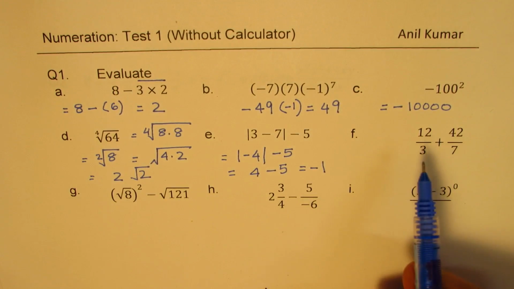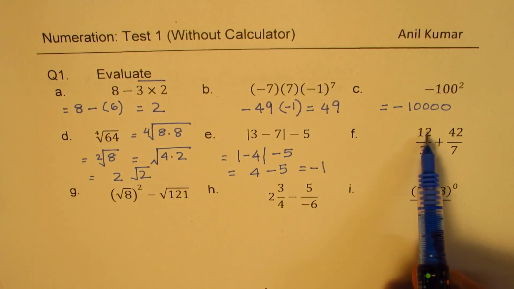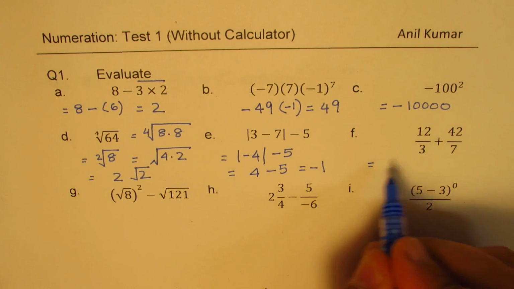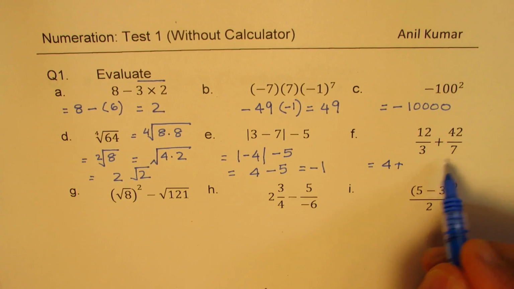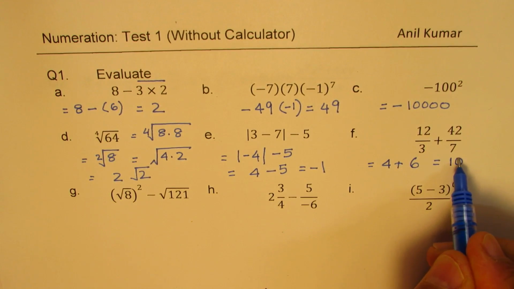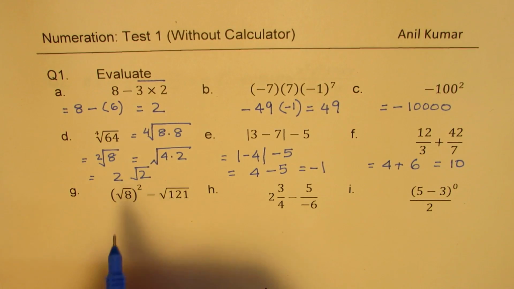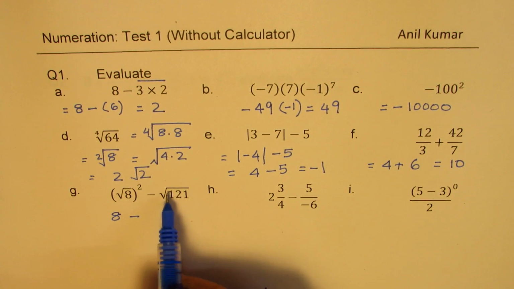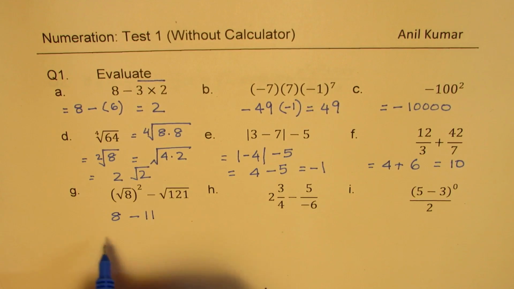Right? Next one is kind of fractions, 12 over 3 plus 42 over 7. But you see 12 is a multiple of 3 and 42 is also a multiple of 7. So a faster way to do this is first to divide 12 by 3, you get 4, right? Plus 42 divided by 7 is 6, and so we get 10 as a result. Clear? Now G is square root 8 whole squared. So we get 8 as such, minus square root of 121. 11 times 11 is 121. So we could write this as 8 minus 11, and that gives you minus 3.